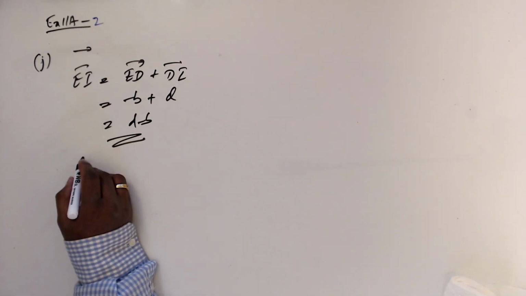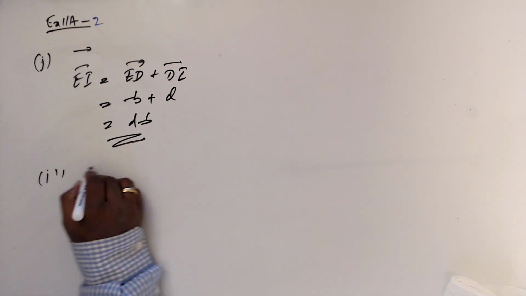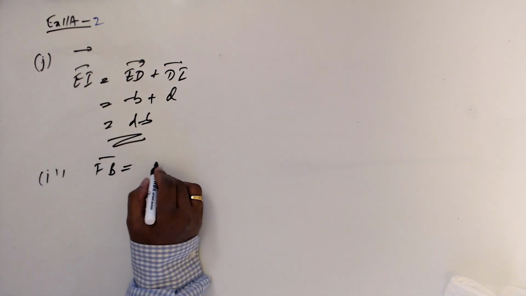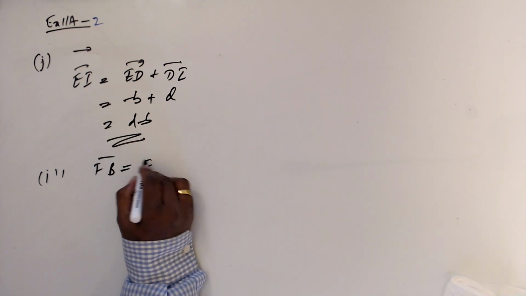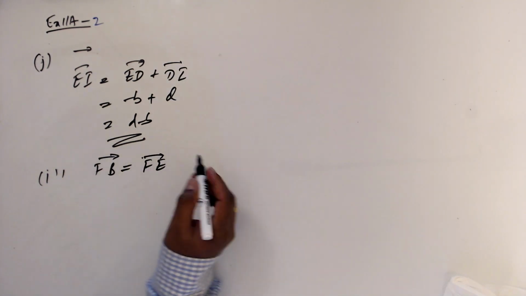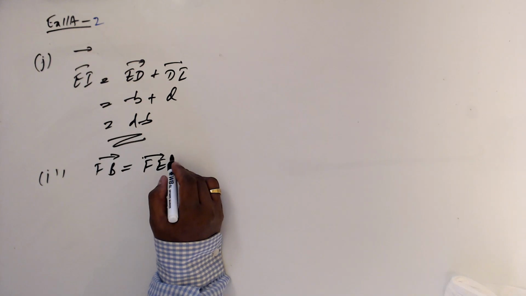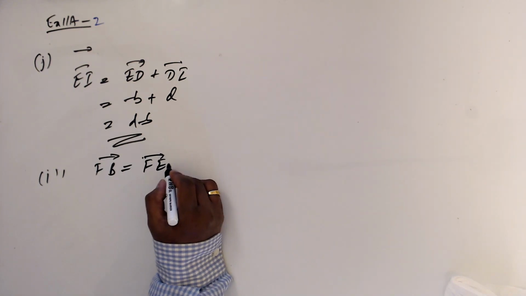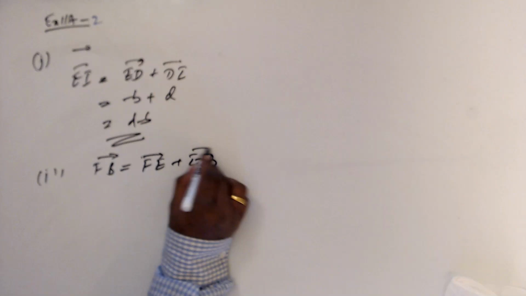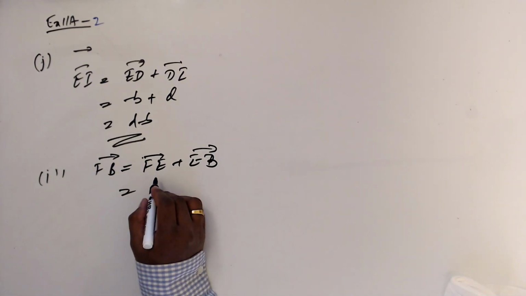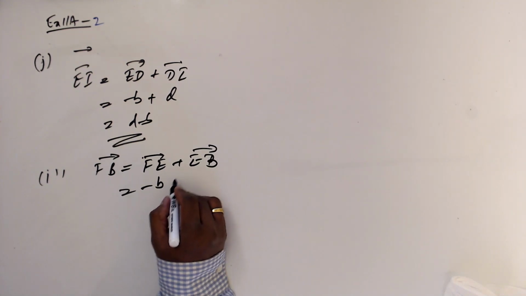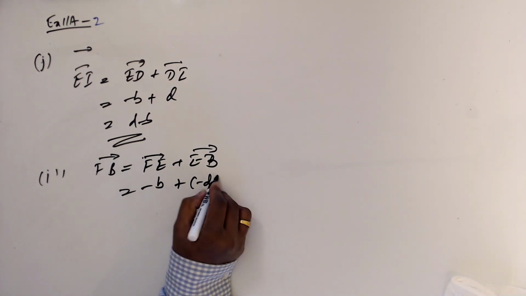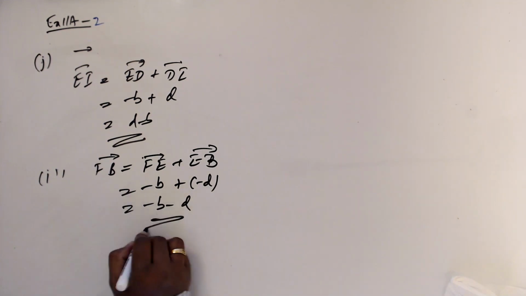And the last one, FB. You can write, you can select any route, but I also select this one. FB means FE plus EB. Then FE means minus B and EB means minus D. So minus B minus D.